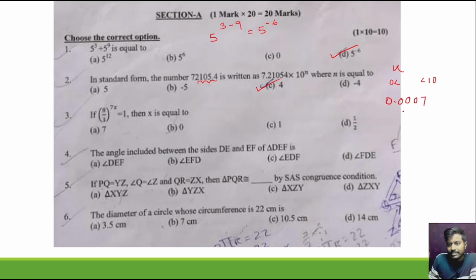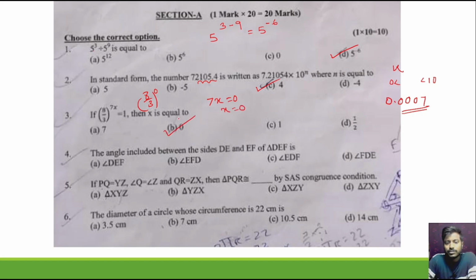Okay. Next question. Question number 3. If 8 by 3 whole to the power 7x equal to 1, we can write 1 as 8 by 3 whole to the power 0. Yes or no? So now the bases are equal, so the powers are also equal, that is 7x equal to 0. Now x equal to 0. So option number B. Next question.